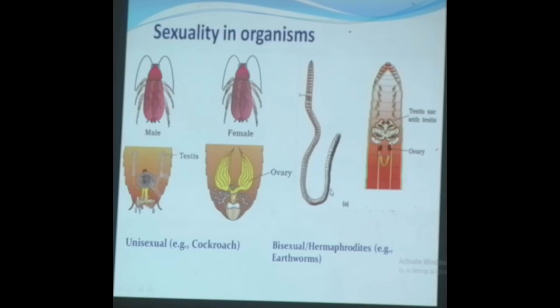Moving on to bisexual animals, like in the case of the earthworm, the condition here is that both the male and female structures are seen in the same animal. Such animals are called hermaphrodite. You can see the 13th segment and the 15th. Between these two segments, in the case of the earthworm, we can see both reproductive structures. They are named hermaphrodite.